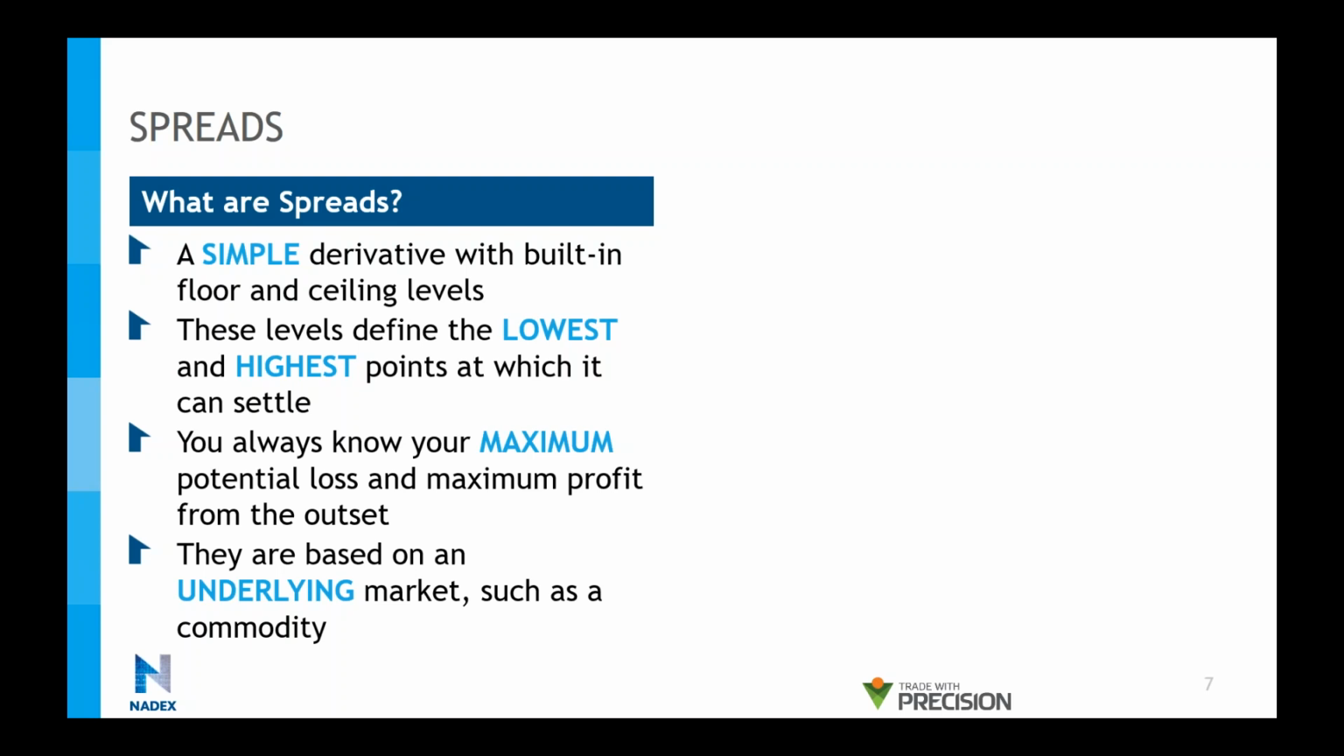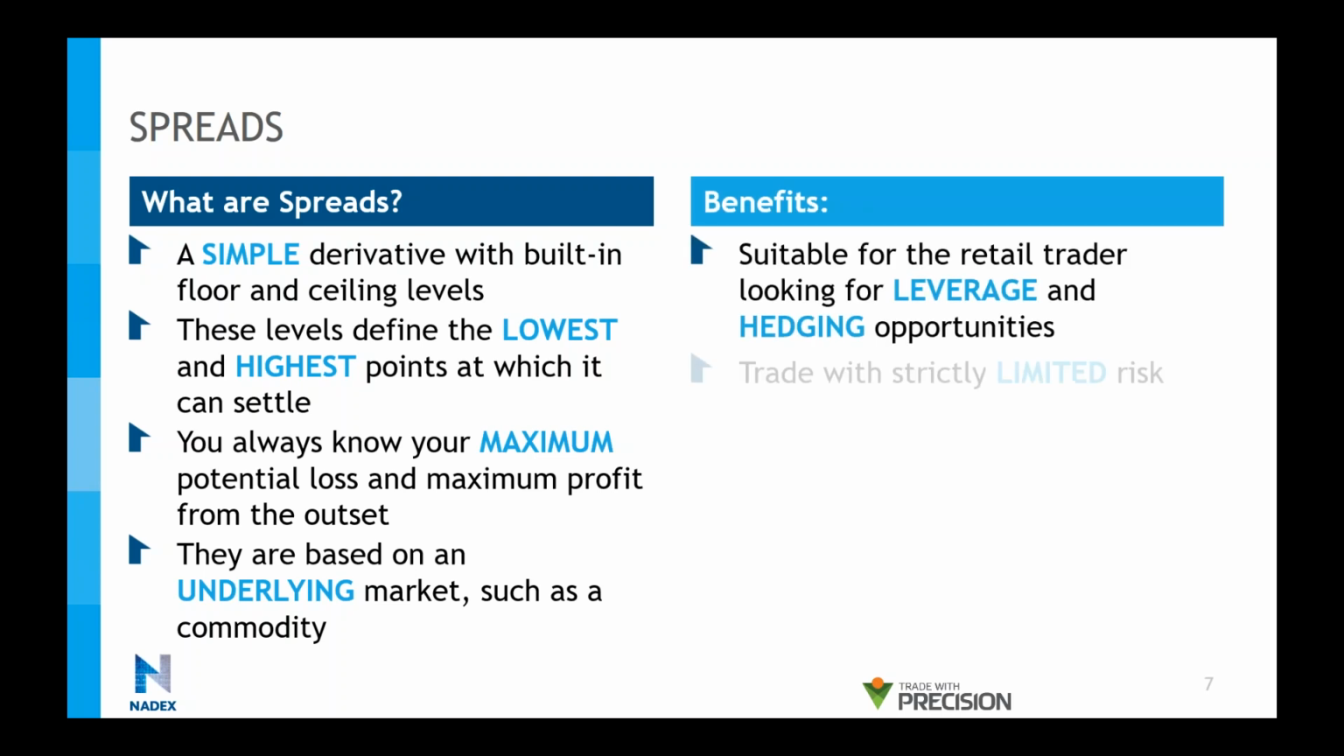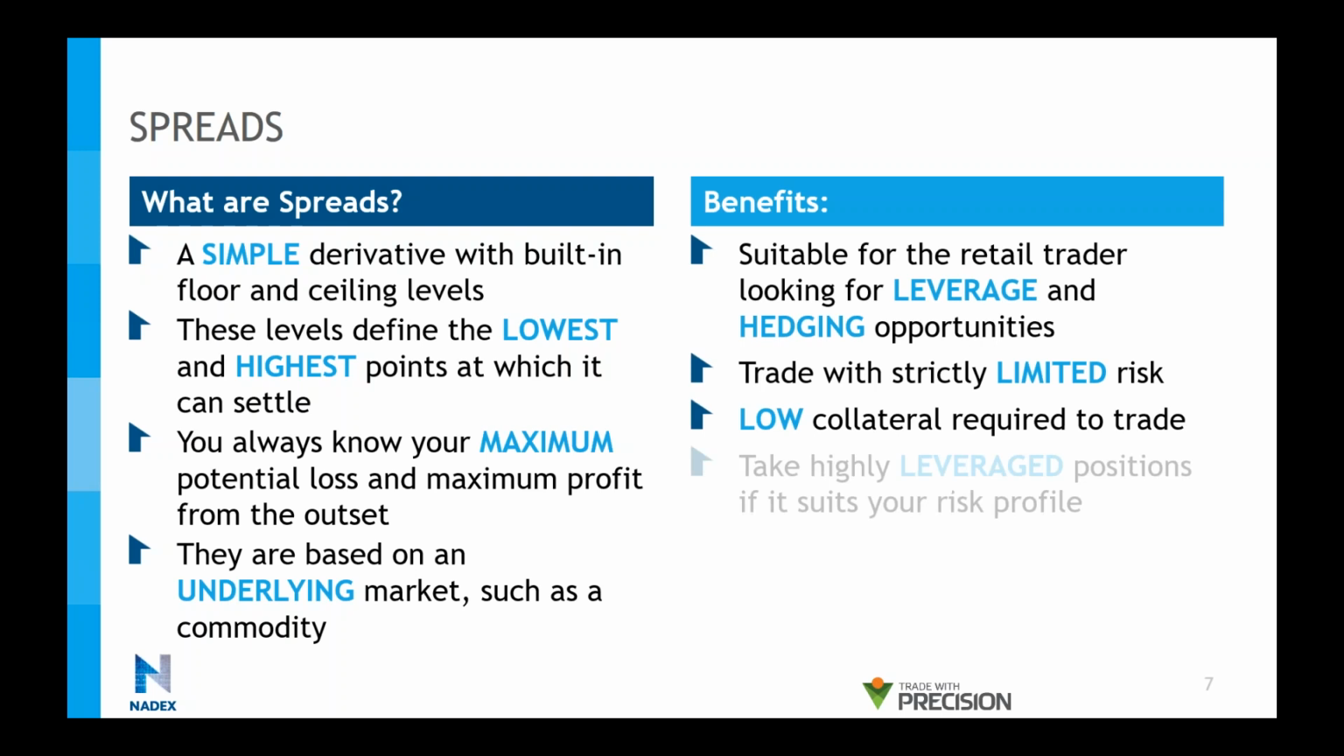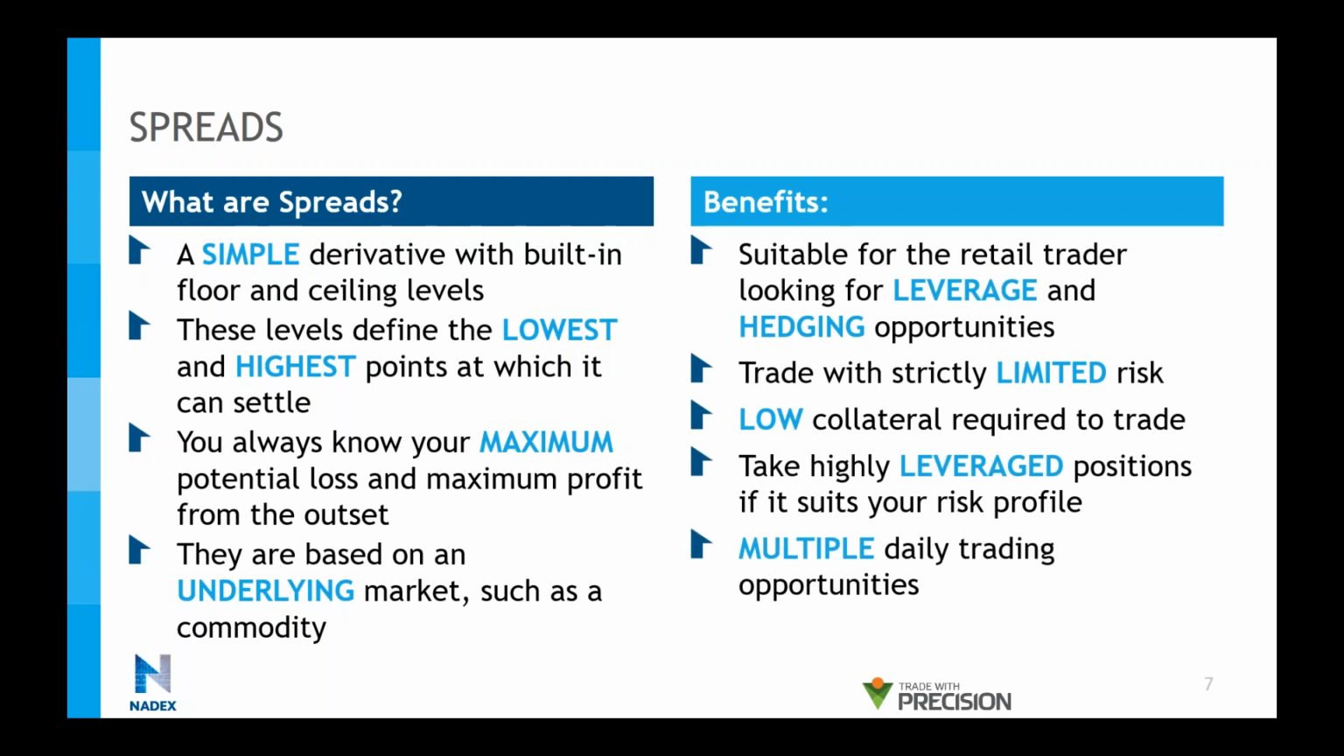And because it is kept within that range, you always precisely know your risk when you open that position, and you also know your maximum potential gain that could be realized if the market really goes all the way in your direction. You always know your maximum potential loss and maximum profit from the outset. They are based on underlying markets such as a commodity or Forex, here with our examples. Benefits: they are suitable for the retail trader looking for leverage and hedging opportunities. We'll have a look at that in just a moment.